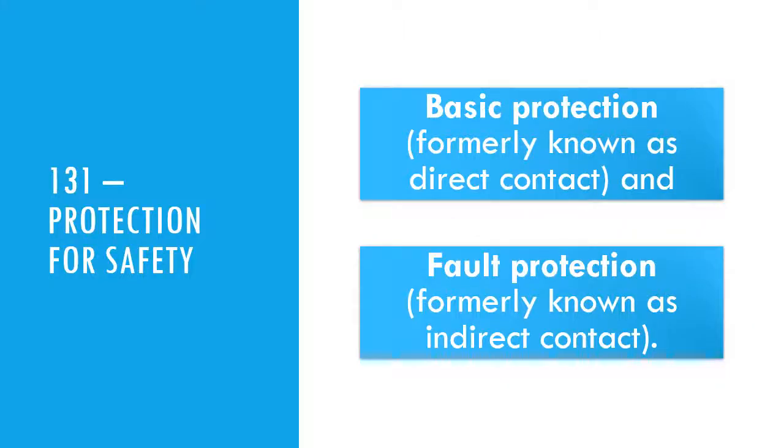Now 131 also refers to two terms which we need to be very conversant with, and hopefully already are: basic protection, which was formerly known as direct contact, and fault protection, formerly known as indirect contact. We will be looking at those two terms in depth as we go through the book. They're the two basic protection for safety requirements throughout the entire design.